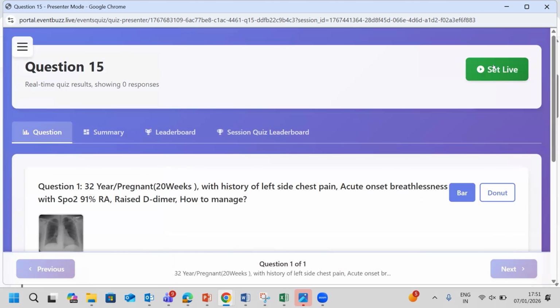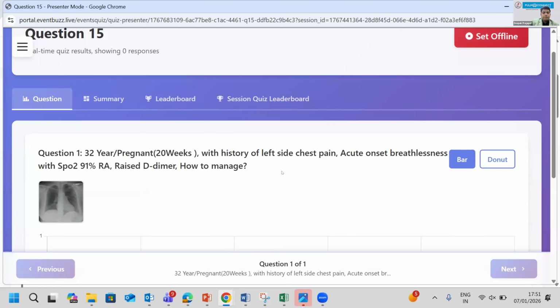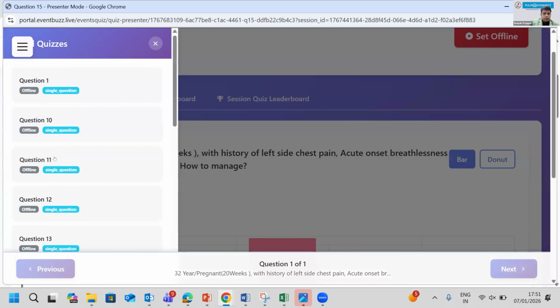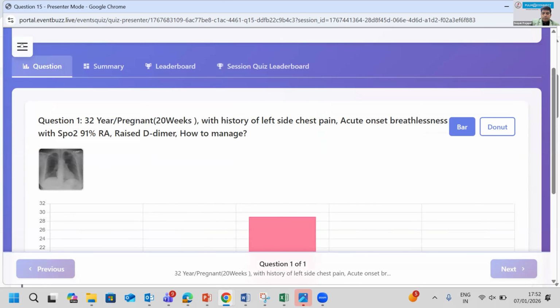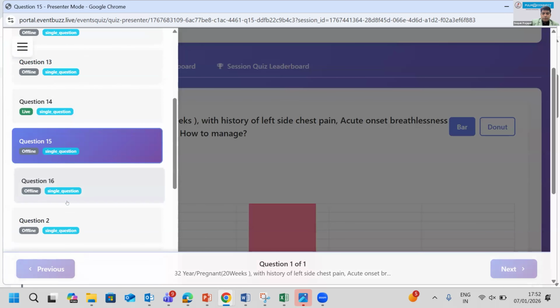So now moving to question number 15. It's live. The question is a 32-year pregnant female, 20 weeks pregnant with the history of left-sided chest pain, acute onset of breathlessness with room air saturation of 91%, raised D-dimer. How to manage this case? Your options are to do the CTPA, do the CT chest plain, or you want to do the VQ scan, or you want to do the MRI chest.